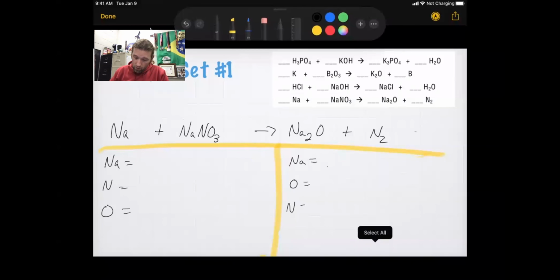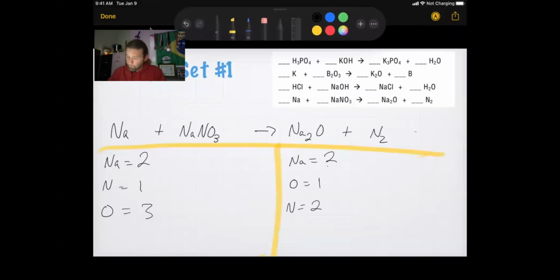Let's do Na, nitrogen, oxygen, Na, oxygen, nitrogen. On the left-hand side of the equation, I have 2 of these, 1 of these, and 3 of these. On the right-hand side, the products, I have 2 of these, 1 of these, and 2 of my nitrogens. Okay, so this one might be a little bit more complex.